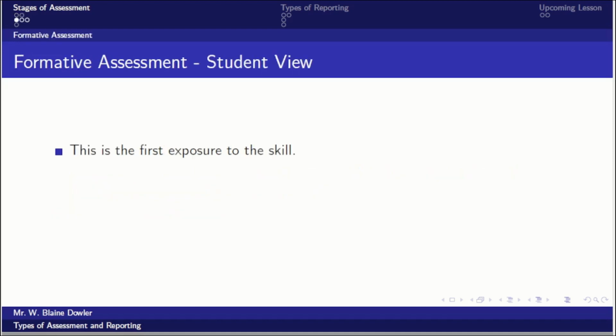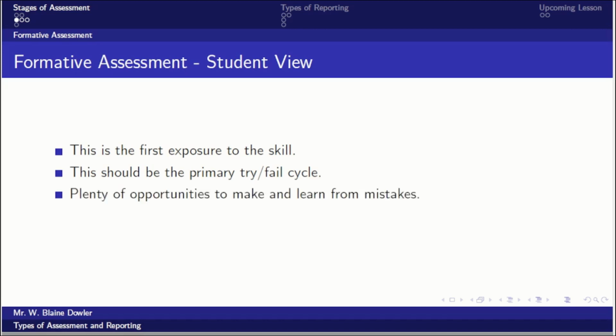From the student perspective, that formative assessment is their first exposure to the skill being taught. This is where they need to be able to have a try-fail cycle. See what works, see what doesn't work, and come to that understanding themselves. They need to have plenty of opportunities to make and learn from their mistakes to have a comfortable learning environment. If every question they answer counts, then there's stress right from the beginning when they don't have a firm grasp of what's going on.